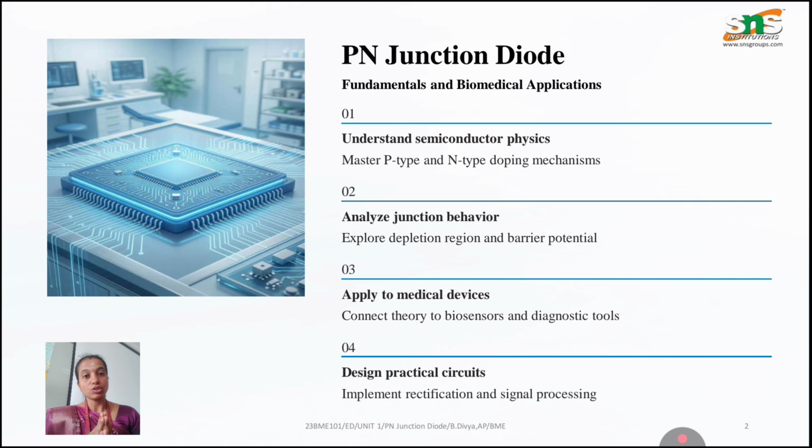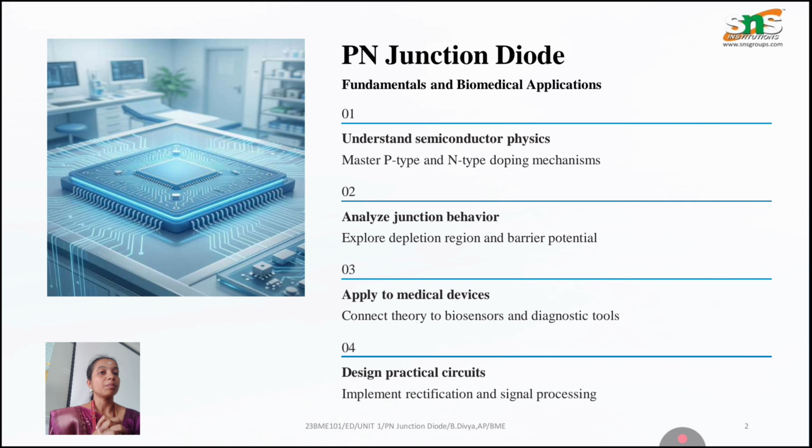What is a PN junction diode? The combination of a P-type and an N-type semiconductor combined together forms a PN junction diode. N-type is an impure form of semiconductor and P is a pure form of semiconductor. These two semiconductors combine together to form the PN junction diode.